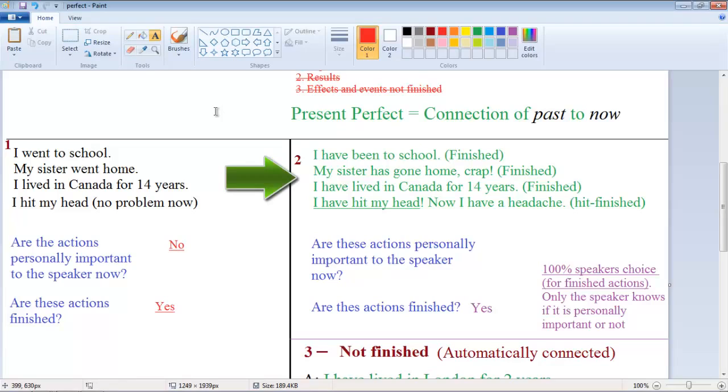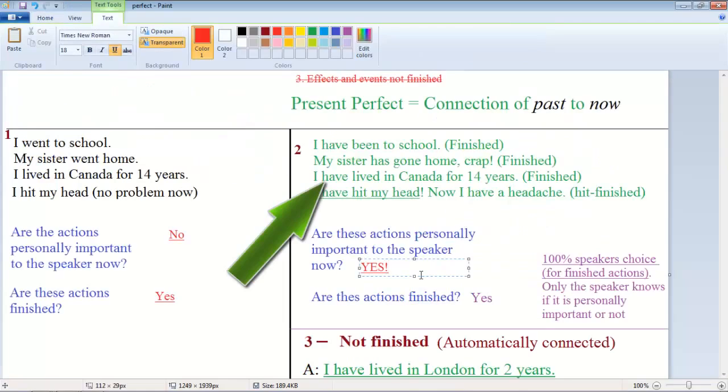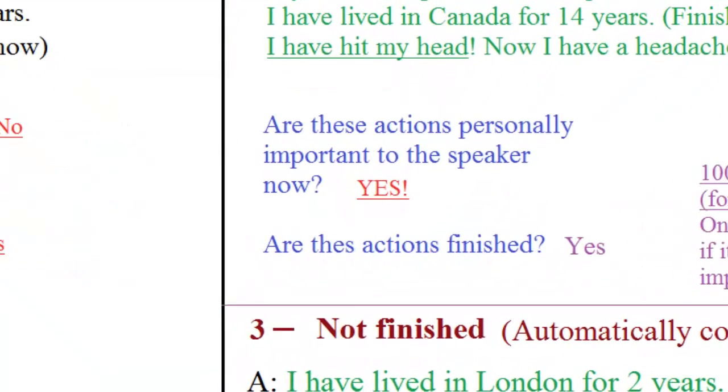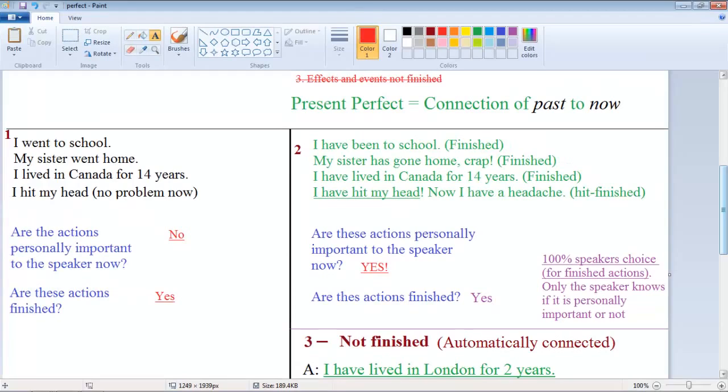I have been to school. My sister has gone home. Oh, crap. Hey, I have lived in Canada for 14 years. Oh man, I've hit my head and now I have a bad headache. These actions are finished. Now, are these actions personally important to me now? Yes. For example, damn, my sister has gone home. Crap. Maybe this is a problem now. Maybe I needed her for something. The finished action that she has gone home is now important to me.